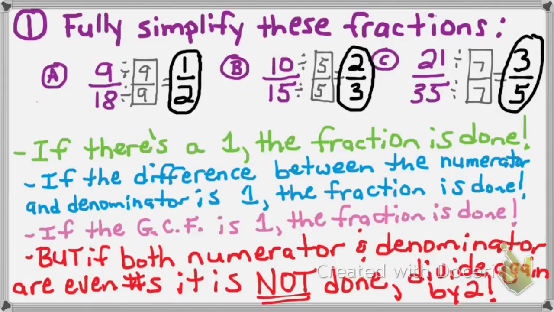But notice something in red. If the numerator and denominator are both even numbers, then your fraction is not done, because at the very least you can divide again with another window box by 2. So always check your factors to make sure that it is fully reduced. And the first thing I look for is, are they both even? Because if they are both even, it is not done and I need to reduce again.